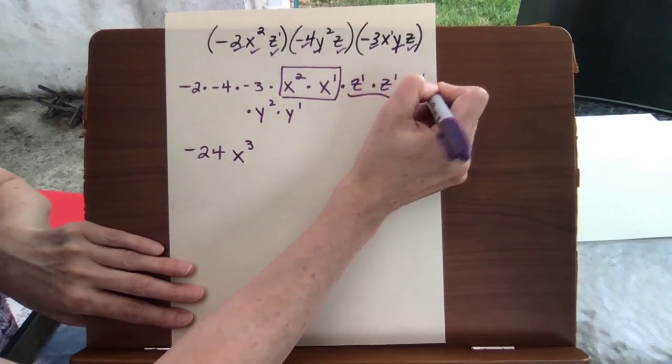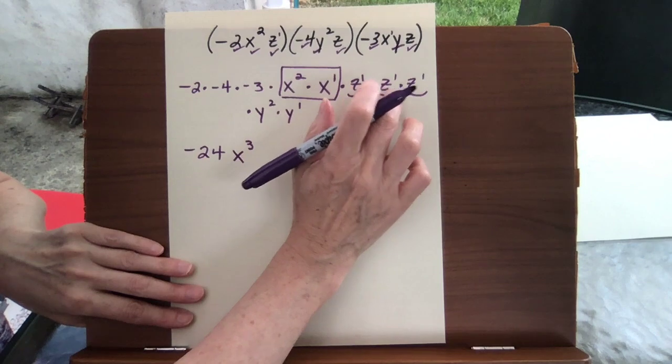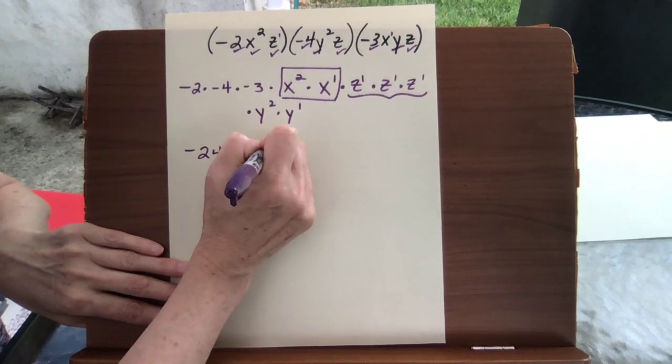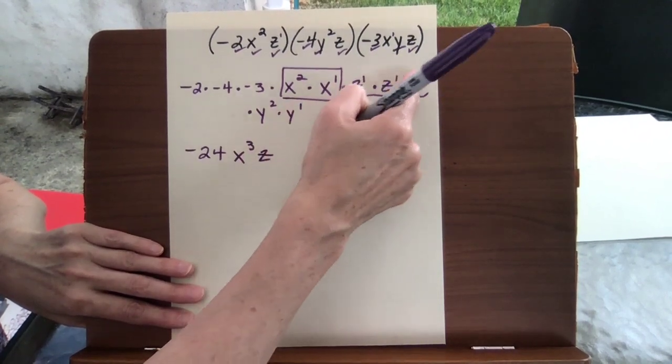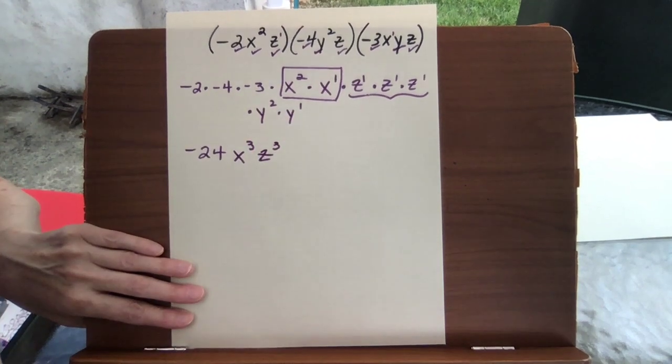Next, I'm going to work the z's. I have z to the 1st times z to the 1st times z to the 1st. So you keep the base, add the exponents, 1, 2, 3. So z is to the 3rd power.